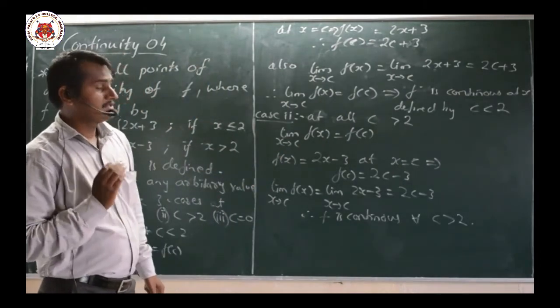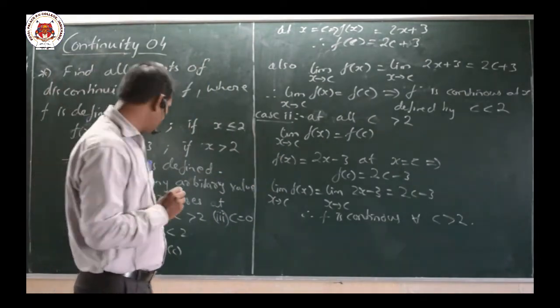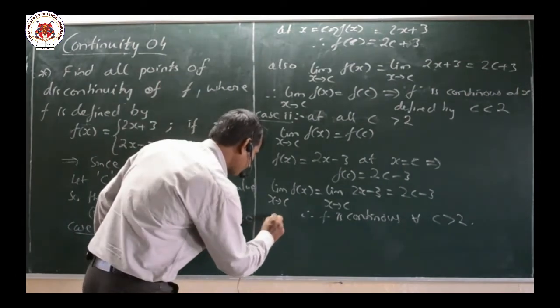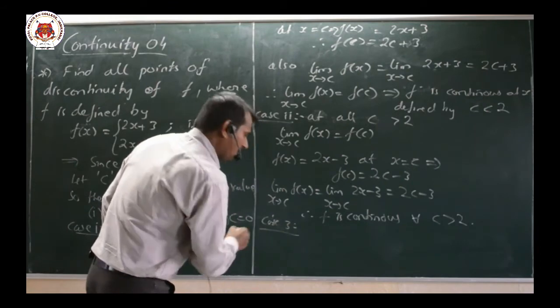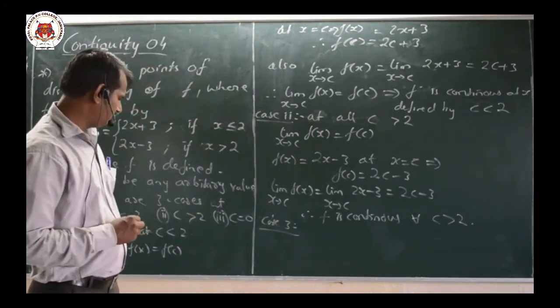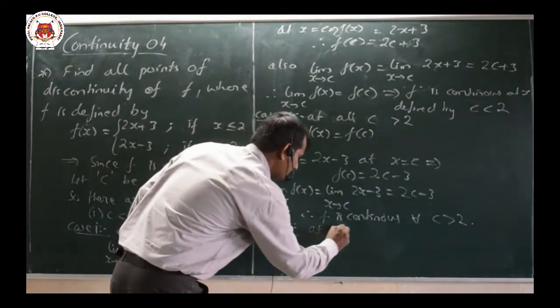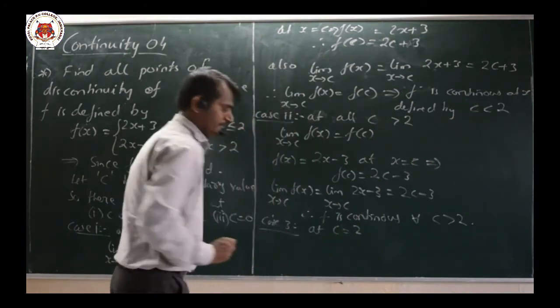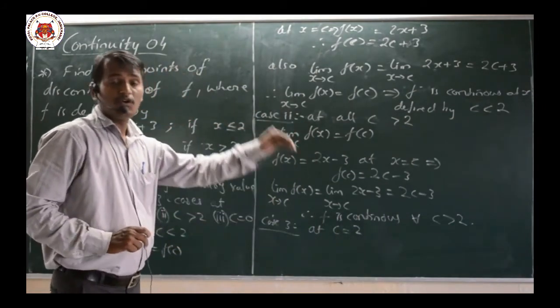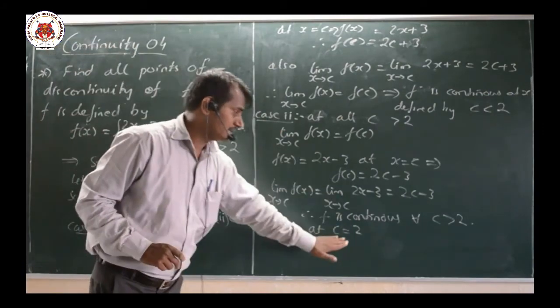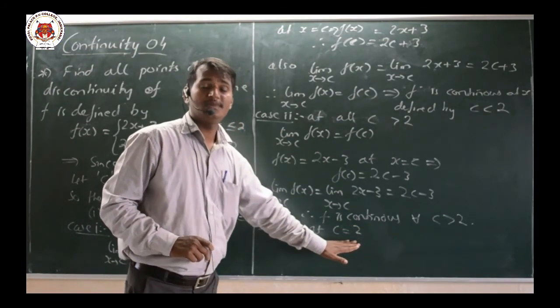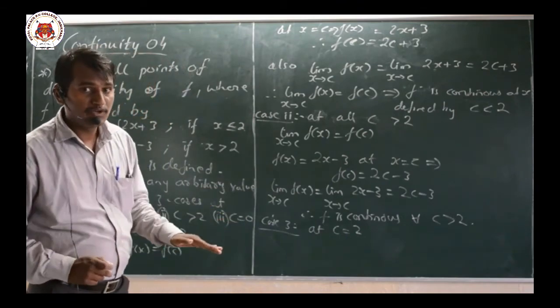Now comes our last part. Now what is the last part here? At c equal to 2, at case 3. Now you may ask a question. Here at c equal to 2 exactly I am taking. Now here comes all the previous problems what we have done. Show that it is continuous at c equal to 2. C equal to 2 means both left hand limit and right hand limit we have to apply here.